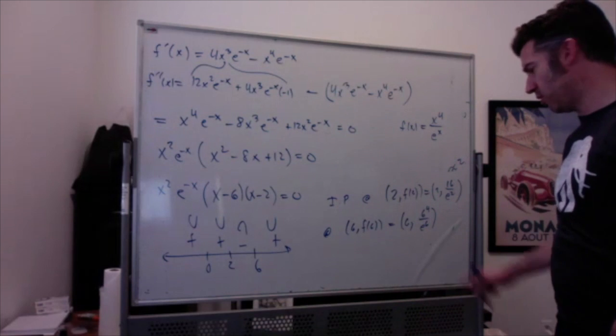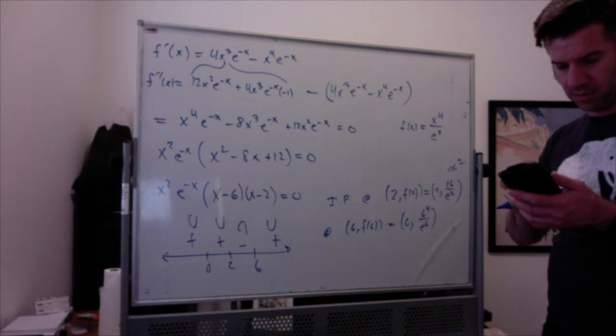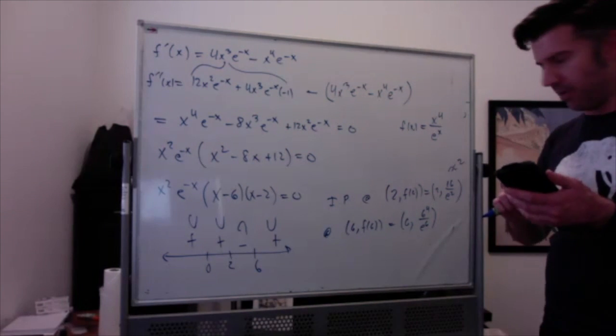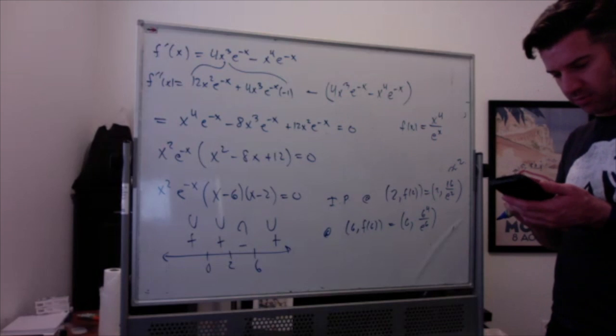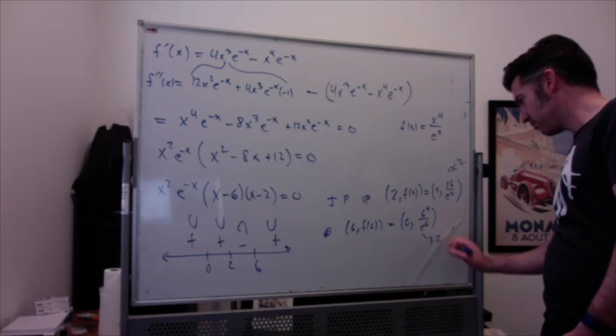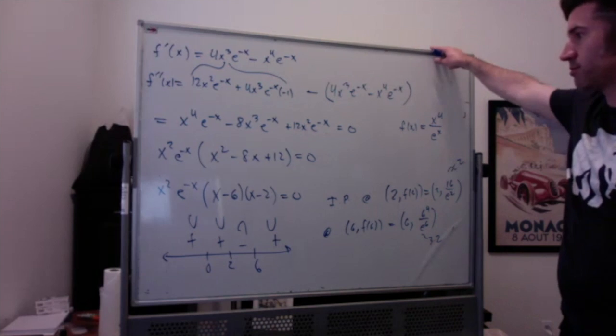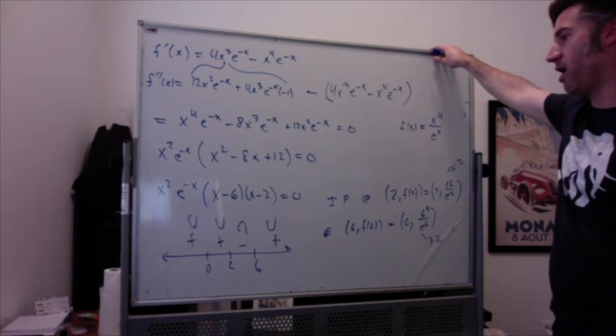Okay. Oh, sorry. I was figuring out that 6 to the 4th divided by e to the 6th is not terrible. It's about 3.2. Okay, so let's graph this thing. Where I'm going to graph it right here.